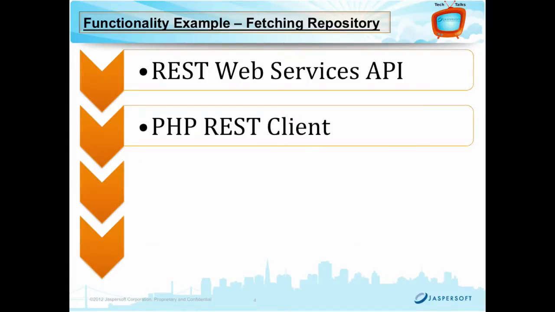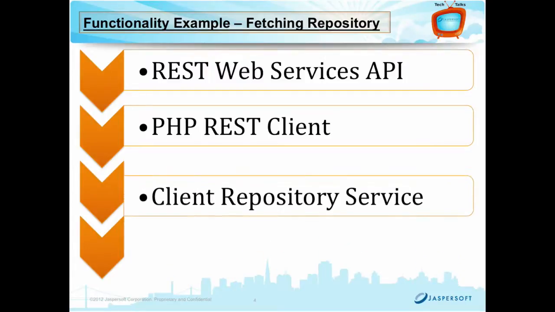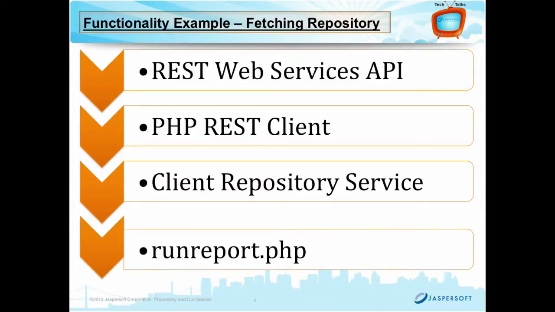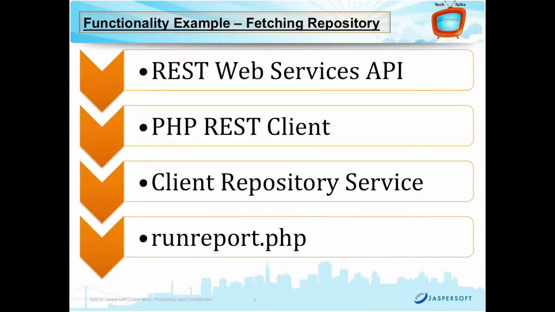So the PHP REST client is what we use to make those REST calls in an easily authenticated way, and it just bundles it up. The client repository service is a part of the PHP Rest Client which handles all of the repository calls that you need and allows you to interact with them easily. And runReport.php is a script that you write to construct and initialize the PHP Rest Client, and we can use that to call any of the functionality we need from jQuery.